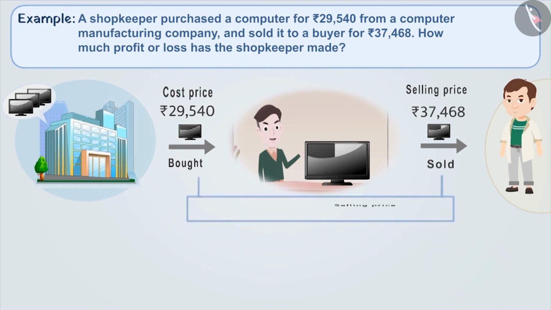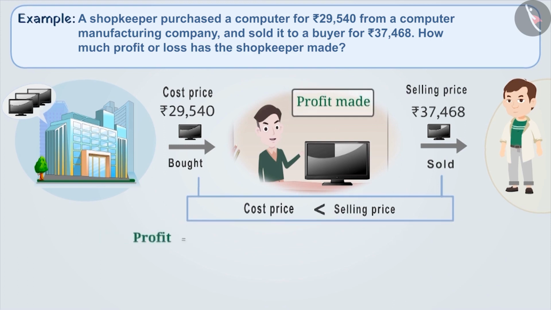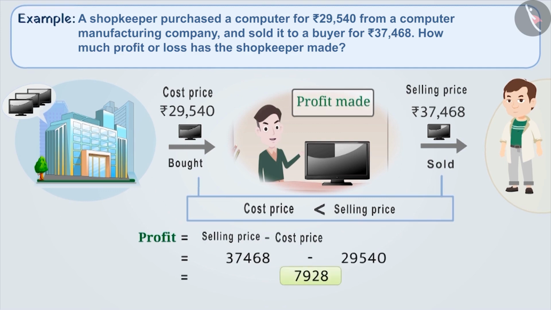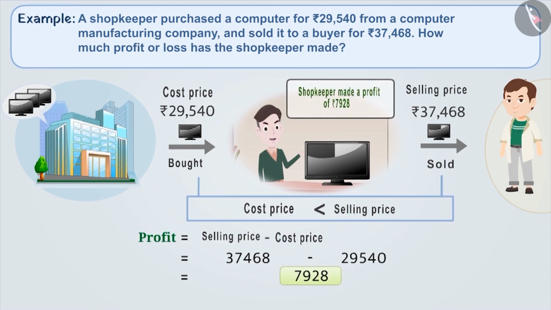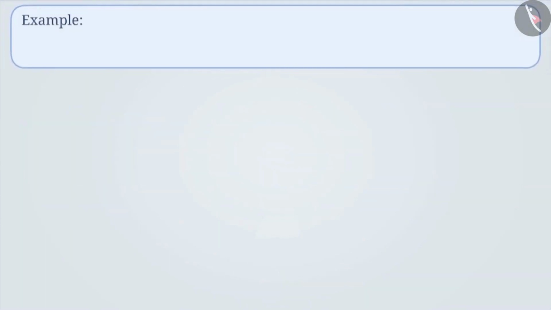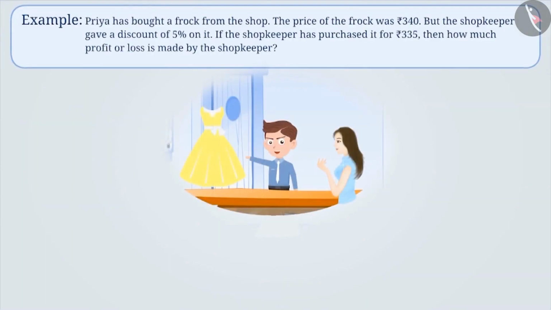Absolutely correct. Since the selling price is greater than the cost price, the shopkeeper has made a profit. Since profit is equal to selling price minus cost price, which is equal to 37,468 minus 29,540, which is equal to rupees 7,928, the shopkeeper has made a profit of rupees 7,928.